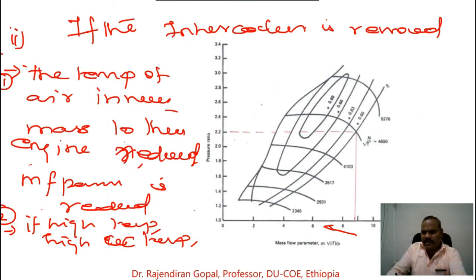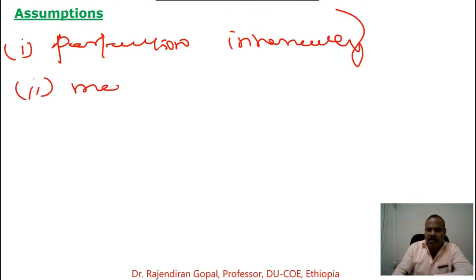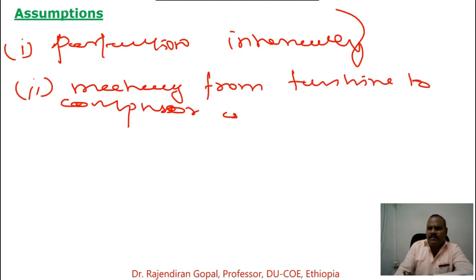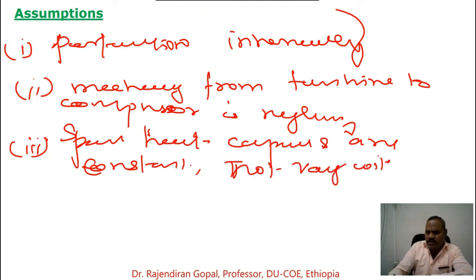So when the intercooler is removed, the mass flow parameter is reduced, the pressure ratio is increased, and then the compressor speed parameter is increased. Now the assumptions are: one is perfect intercooling, second is that the mechanical losses from turbine to compressor are negligible, and third is that the specific heat capacities and gamma values are constant and do not vary with temperature.